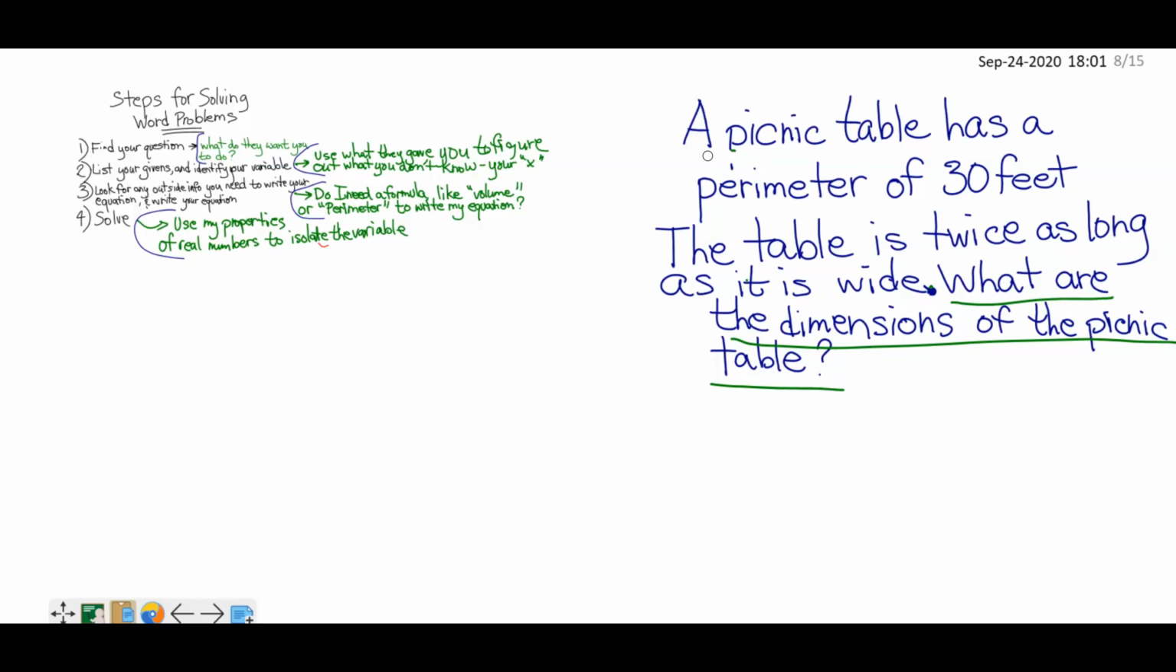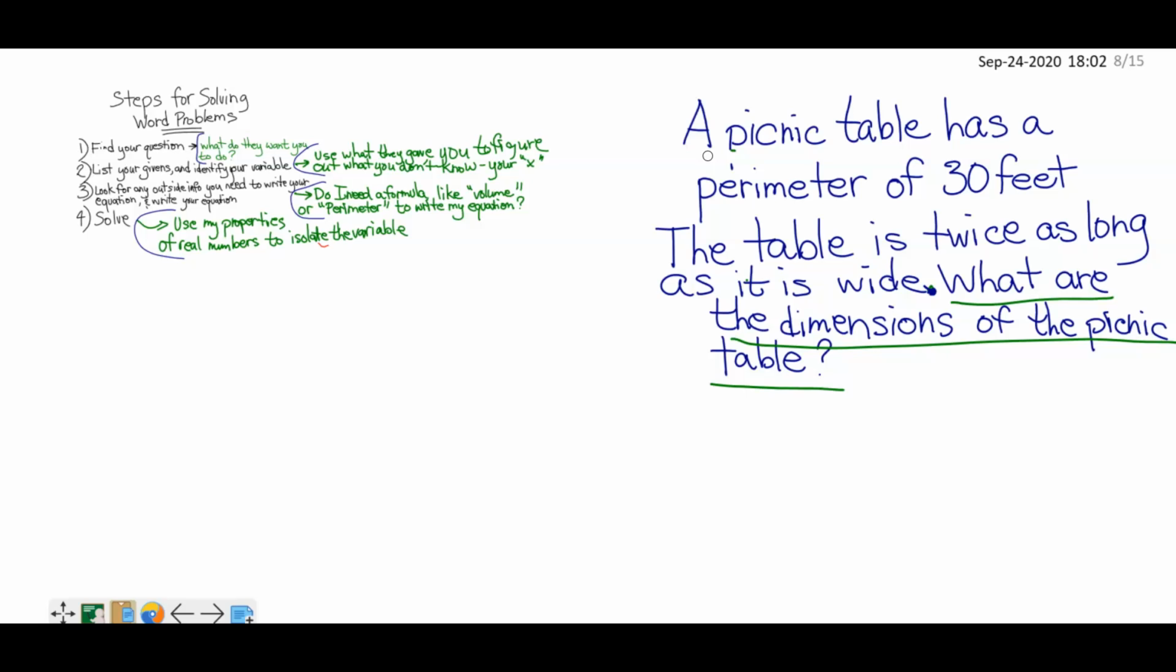Step 3, look for any outside info you need to write your equation. Do I need a formula like volume or perimeter to write my equation? Am I expected to understand what a particular something is? That's the type of question that happens in the 3rd step. Then you write your equation.